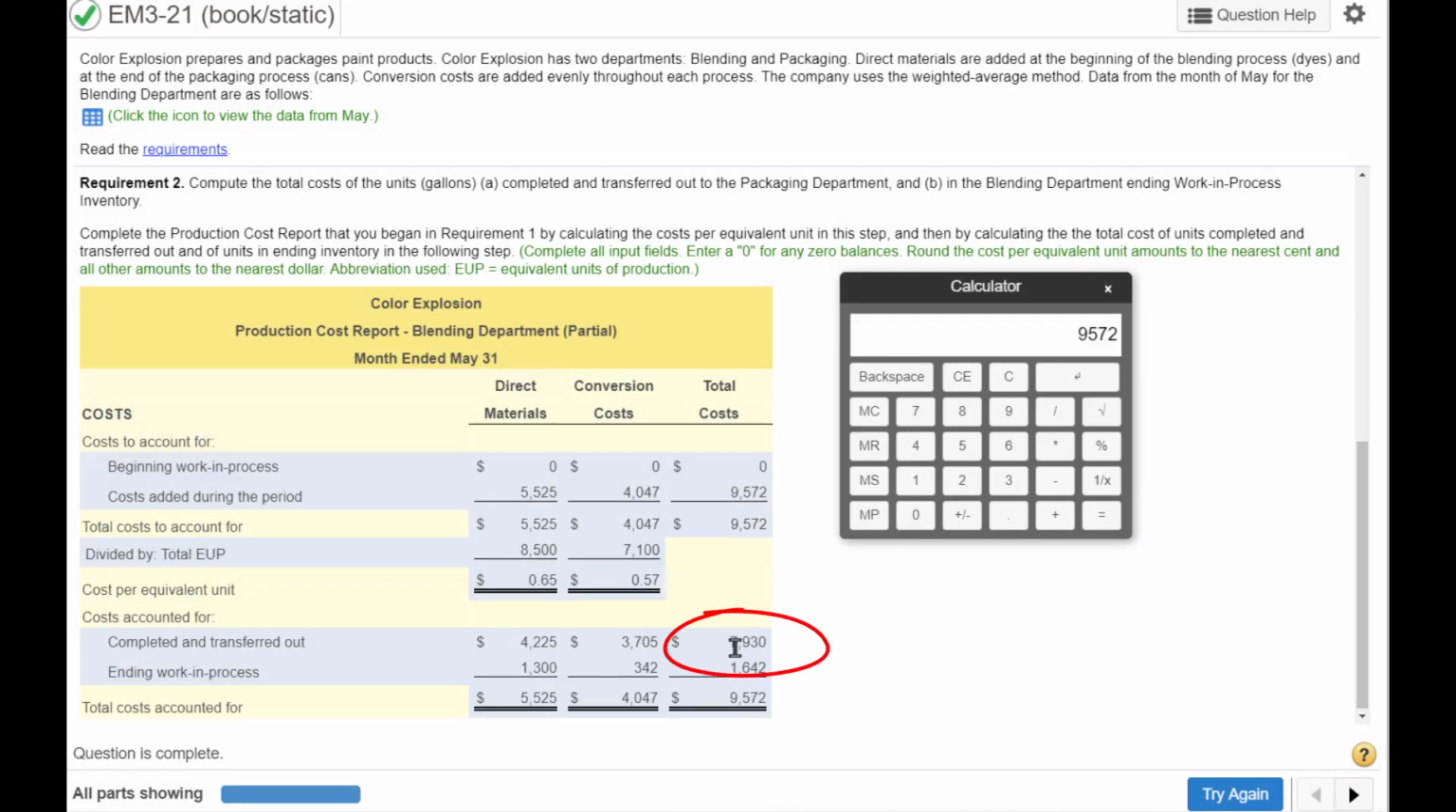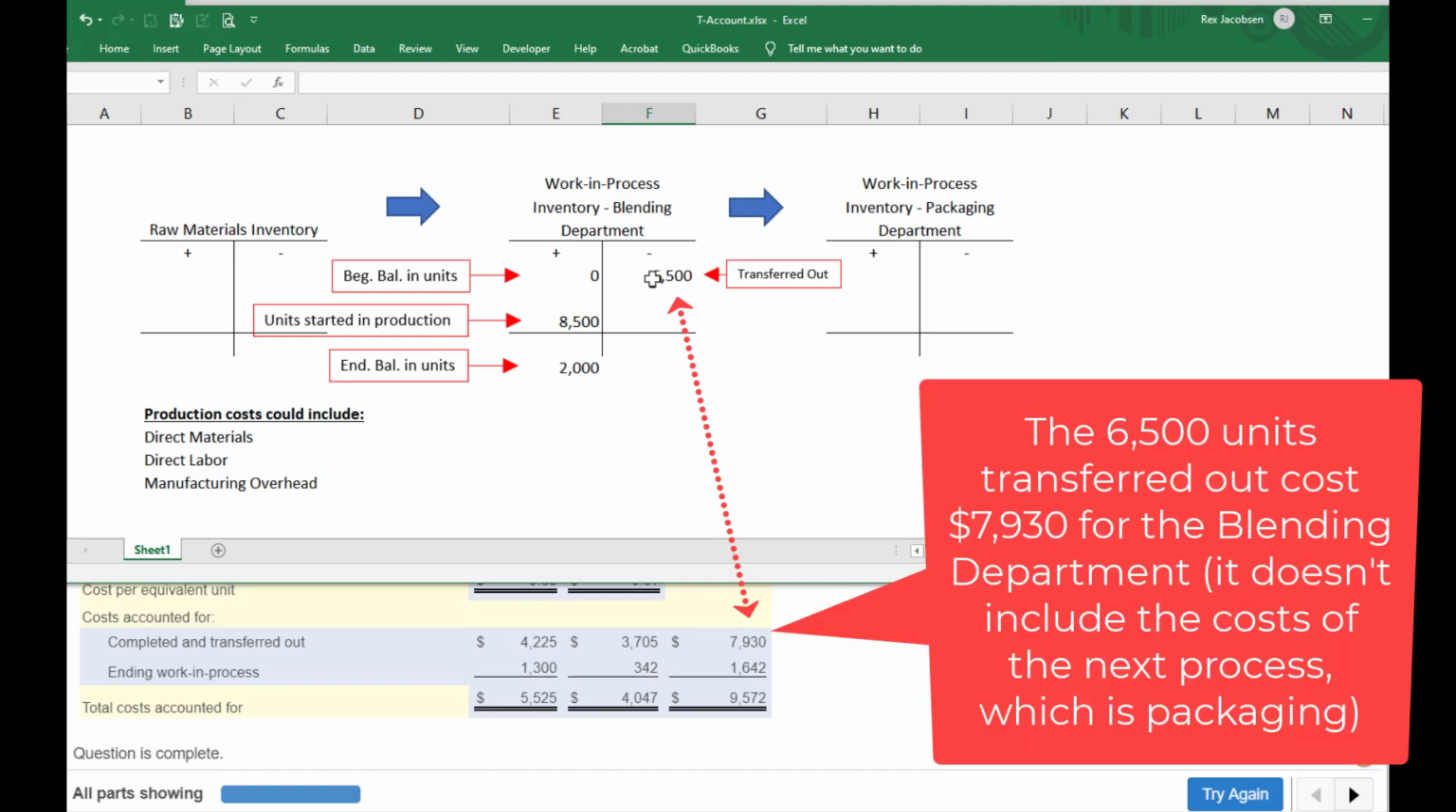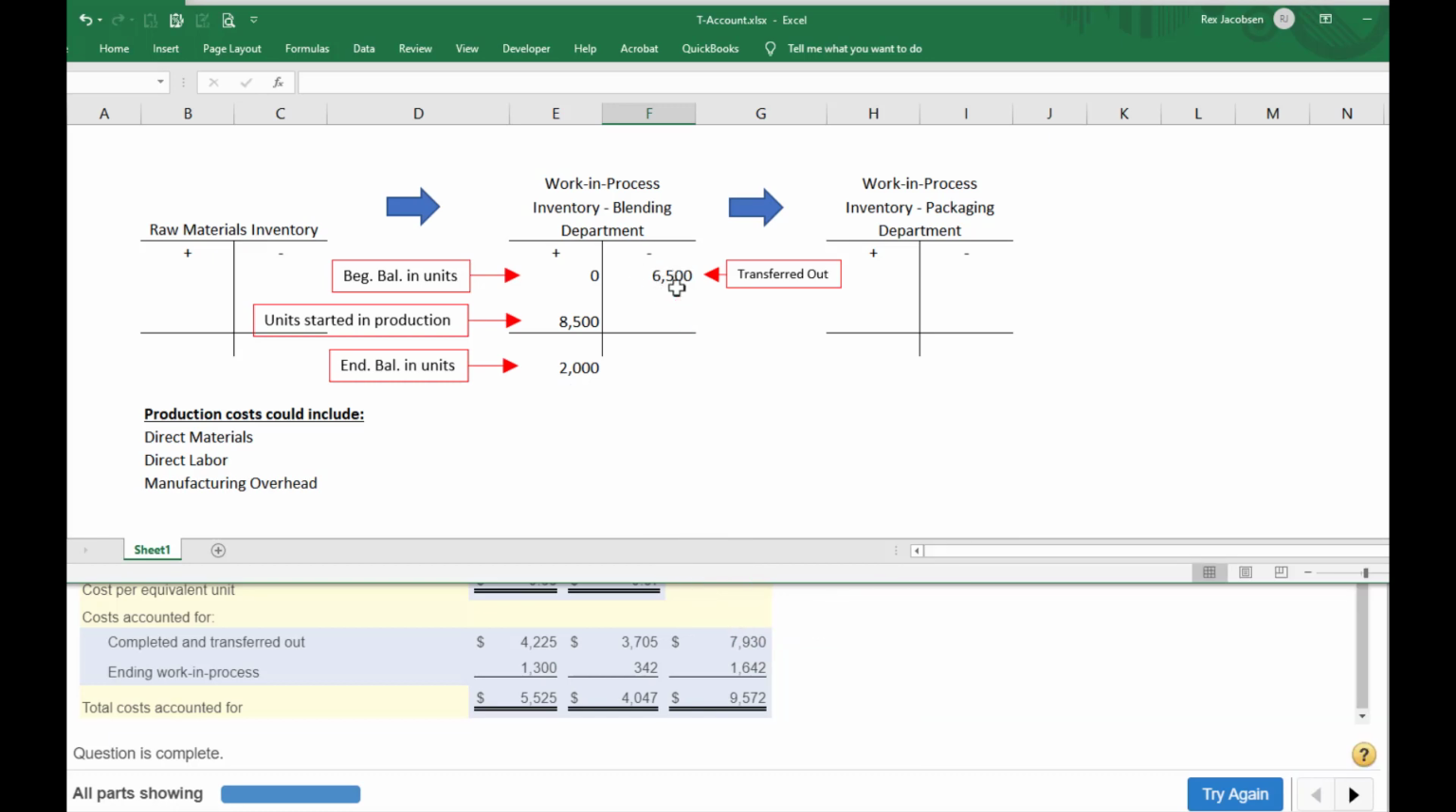So what these numbers are saying is we did all that work to calculate that these 6,500 units that were transferred out cost $79.30 to make so far. Remember, this is only the blending department. And for the 2,000 units left in the blending department, their costs so far are $16.42. So this $16.42 is attached to these 2,000 units, and the $79.30 cost is attached to these units. And that's it.